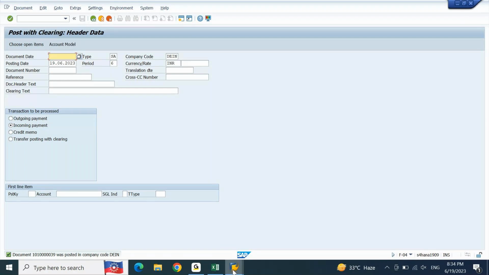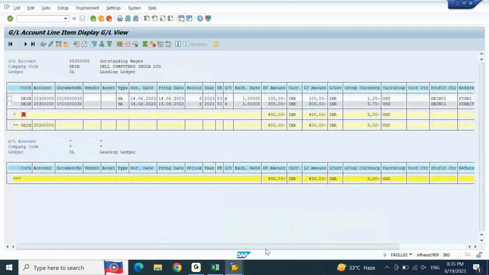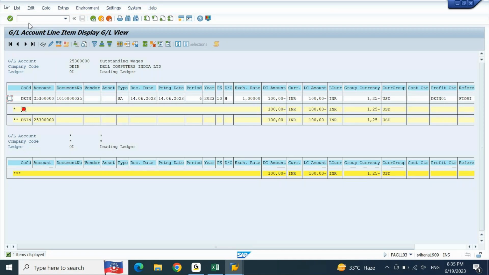After posting this entry, in this account, the current account balance is 40. After passing this clearing entry, how much should be the balance in this? 100 credit. Only 100, right? Because 300 is cleared. Let me do a refresh. Go to list on the top, click on refresh. If you click on refresh, this 300 is removed from this account. Correct?